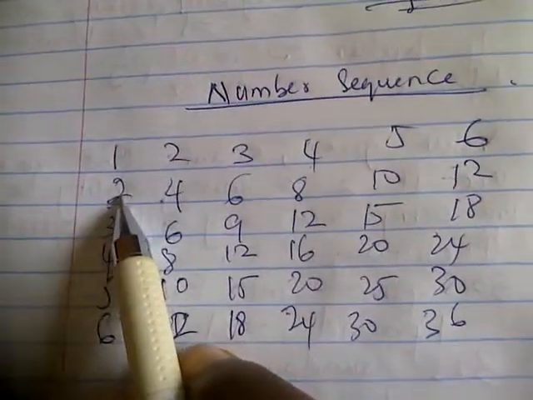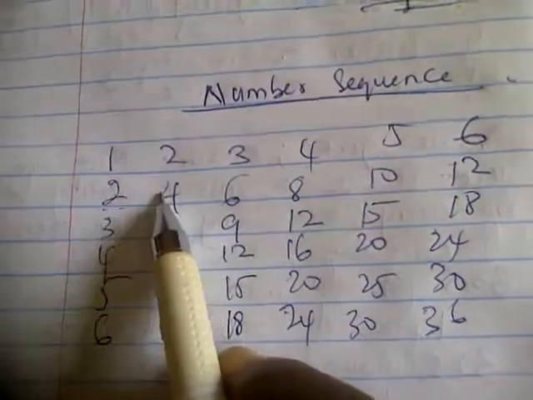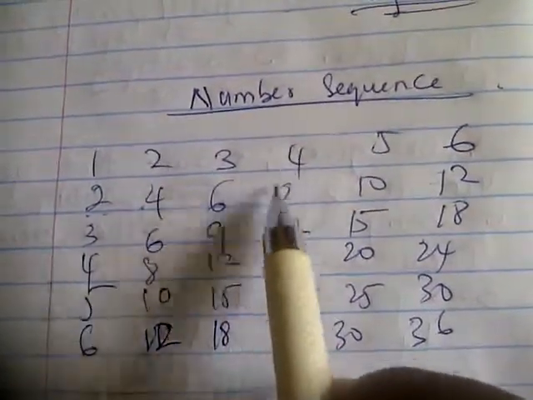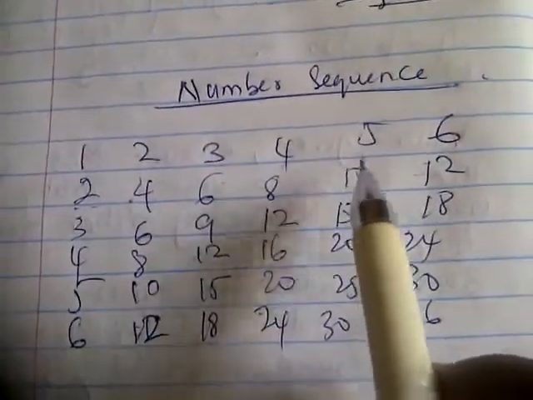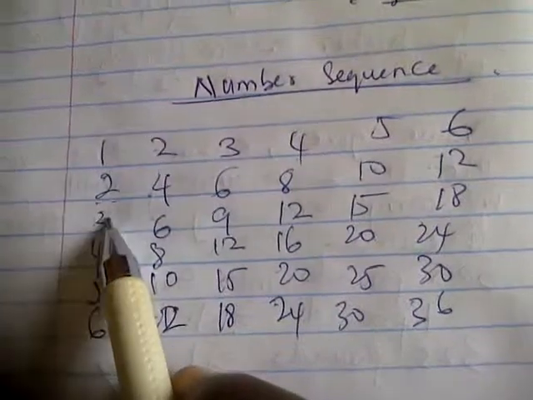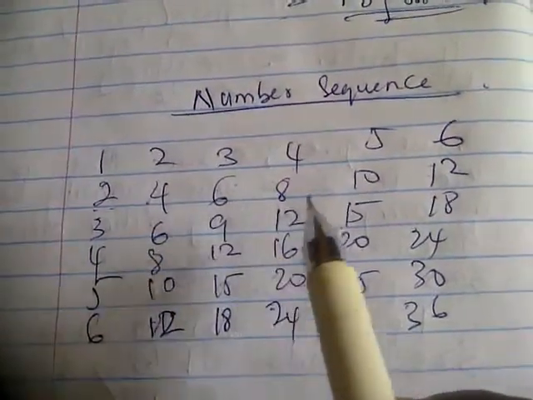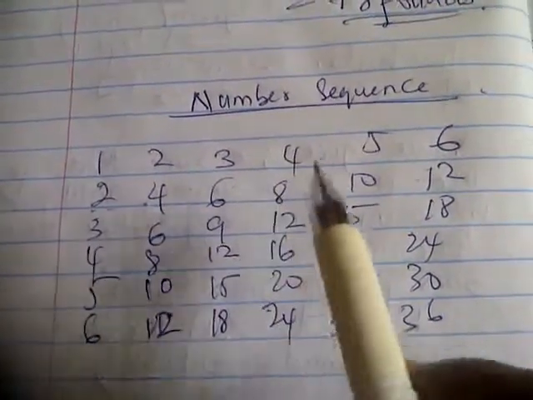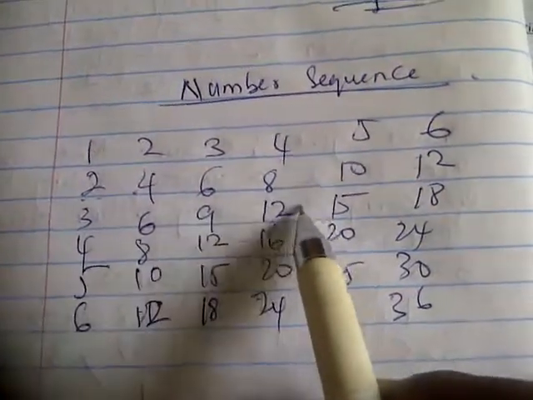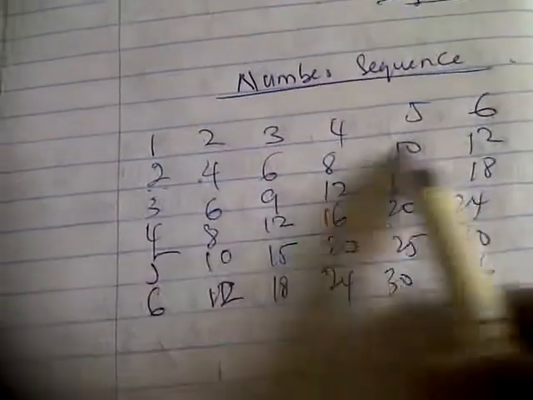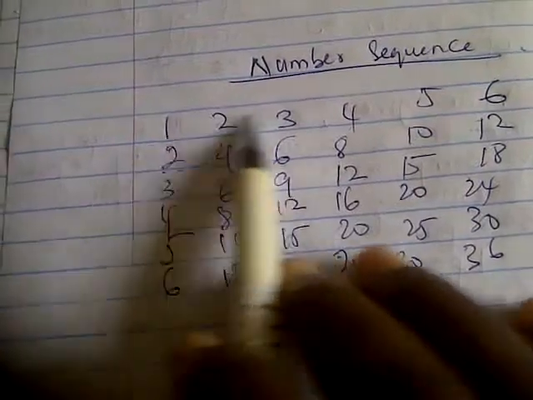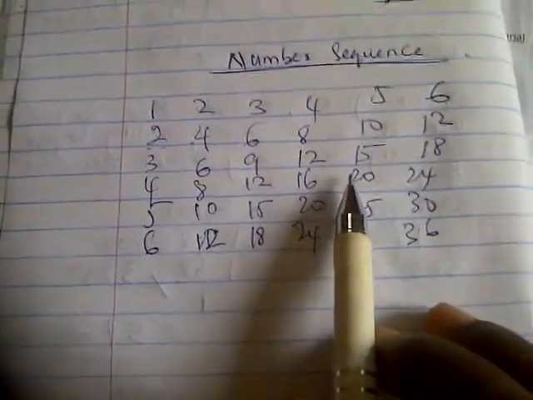For example, 2, now you add 2, you have 4, you add 2 again, you have 6, you add 2 again, you have 8, you add 2 again, you have 10, you add 2 again, you have 12, just like that. For this one, each time a 3 is being added to each number to get the one in front of it. Now this is what we'll just title a number sequence.